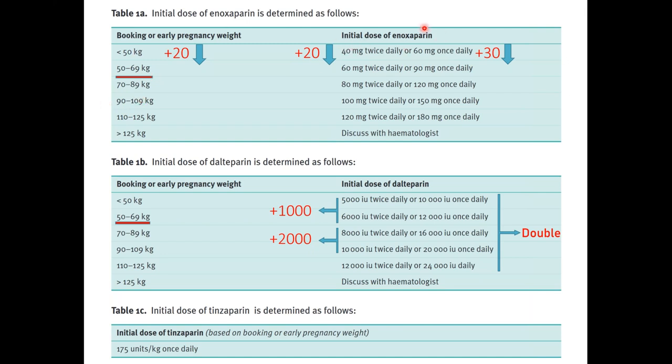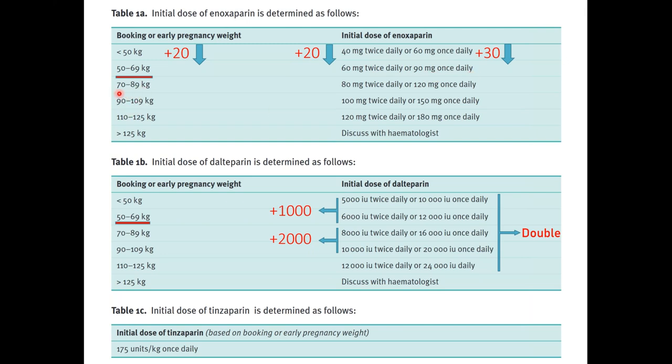And for the initial dose of enoxaparin we can also add 20, because in case of less than 50 kilogram it's 40 milligram twice daily, or 60 milligram once daily. So in case of twice daily, you add 20 for the next dose, and in case of once per day, we add 30. So for 50 to 69, it will be 60 milligram twice daily, or 90 milligram once daily.